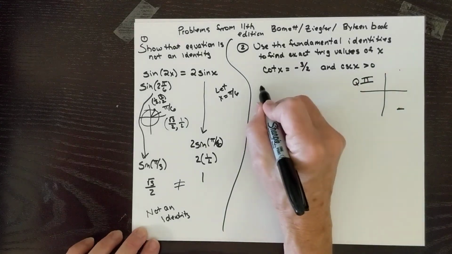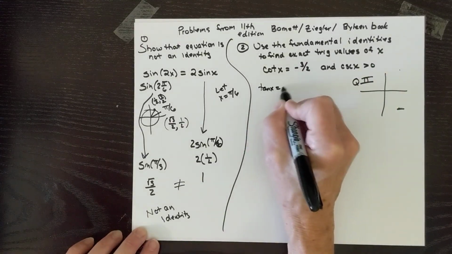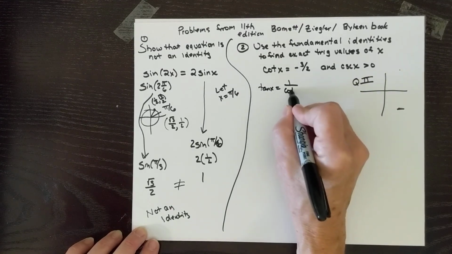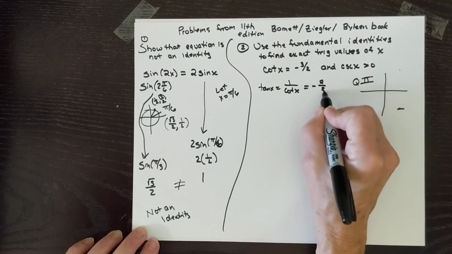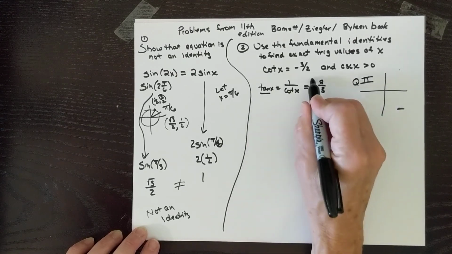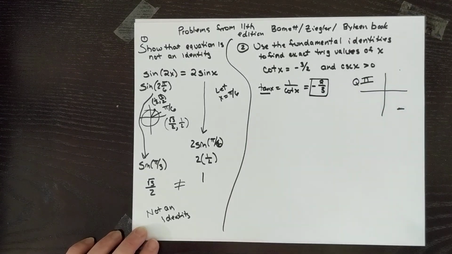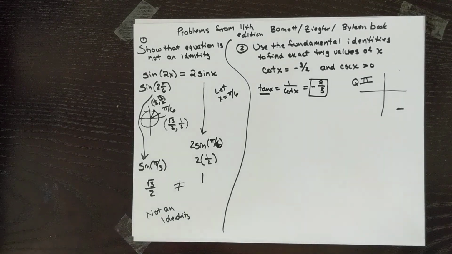Okay, here's one I can use. The tangent of x is the reciprocal of the cotangent of x. So it is just going to be negative 2 over 3. That is what tangent of x equals. It's the reciprocal of the cotangent. So that one's good. It's out of the way.